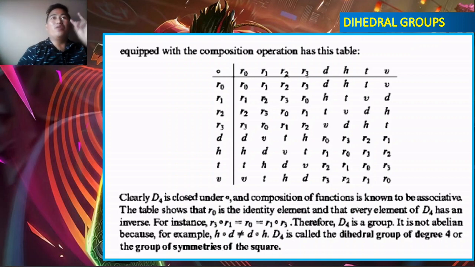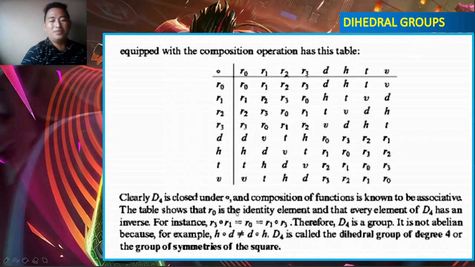Take two elements for closure, and the operation of the two, A star B, must still be an element of the group, which is D4. So, they are still elements of D4. So, it is the closure property. Satisfied. So, composition of functions is known to be associative. Okay, composition is associative. So, associativity is already checked.